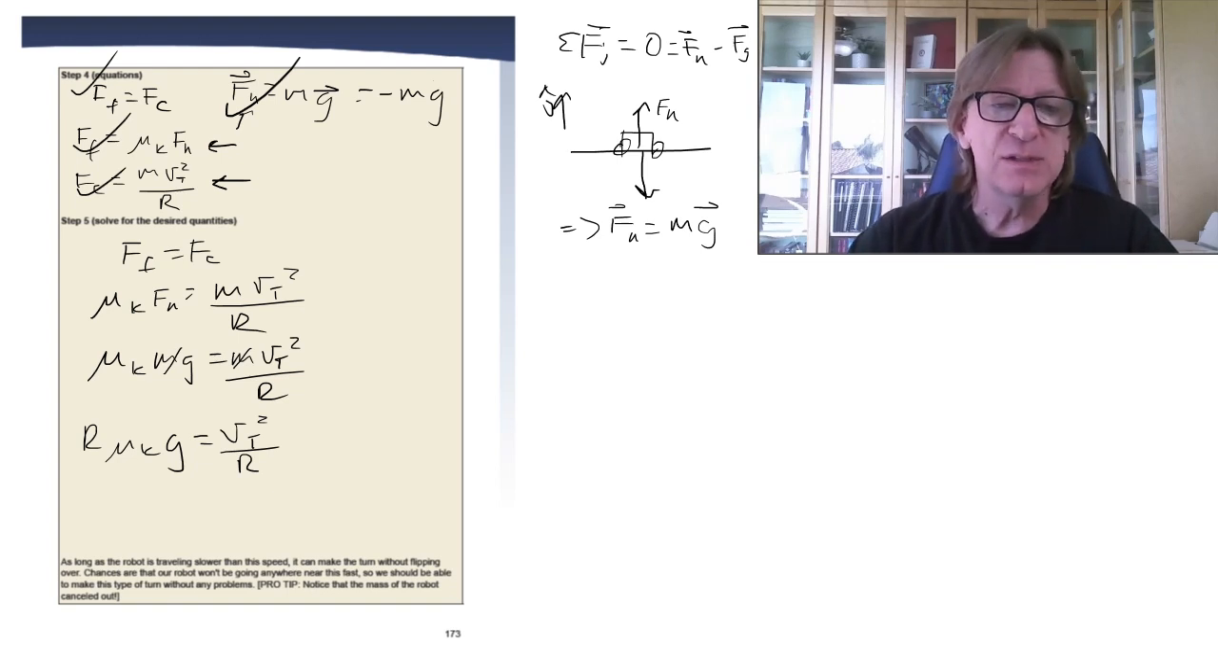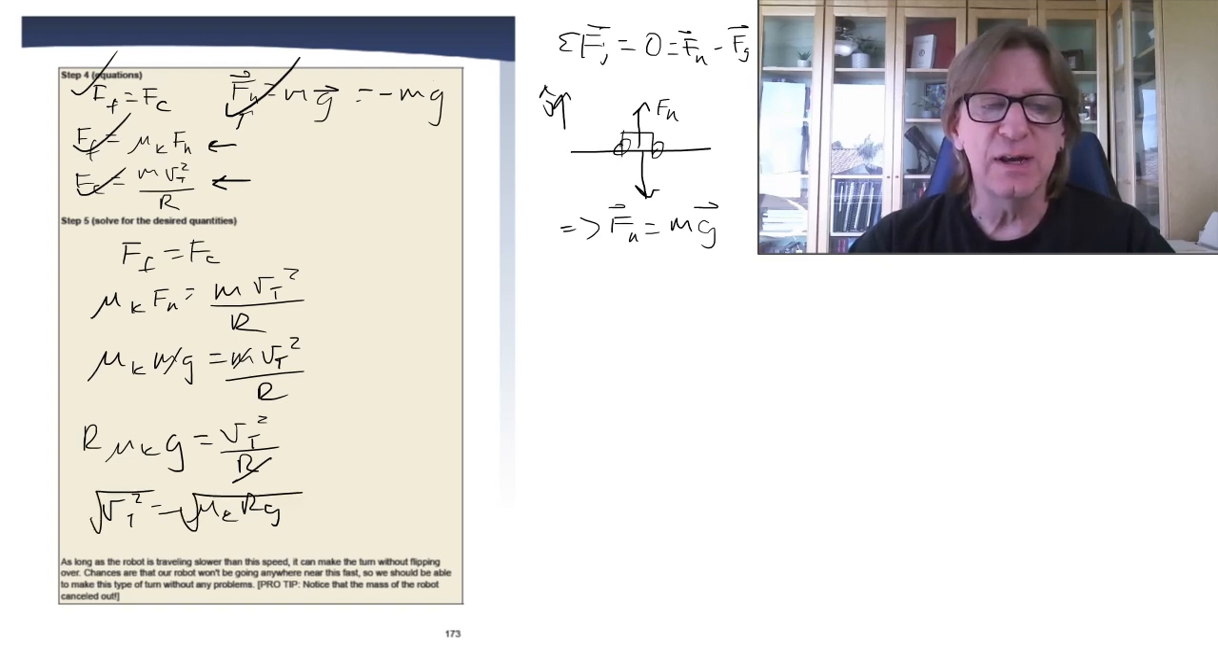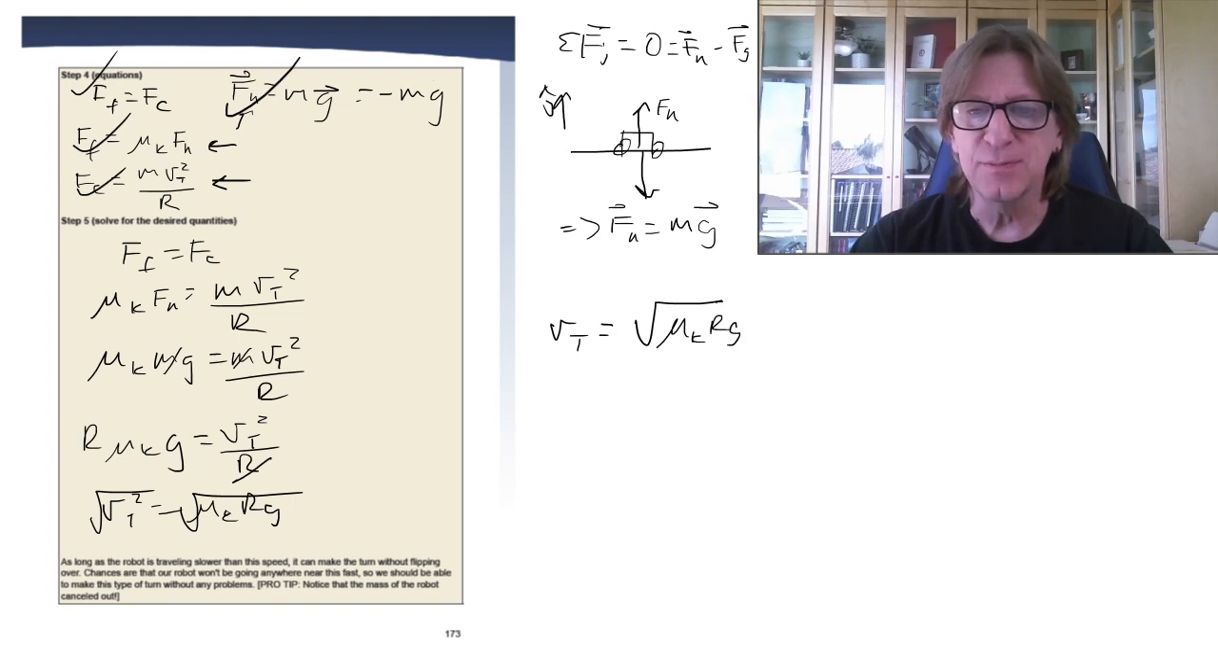Okay, so that gets rid of my r here, and I'm going to rewrite this one. So I've got vt squared is equal to μk r g, and then I'm going to take the square root of both sides, and so finally I get, we'll just write it up here, that vt is equal to the square root of μk times r times g.